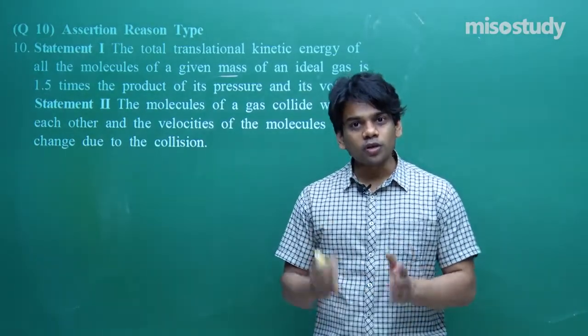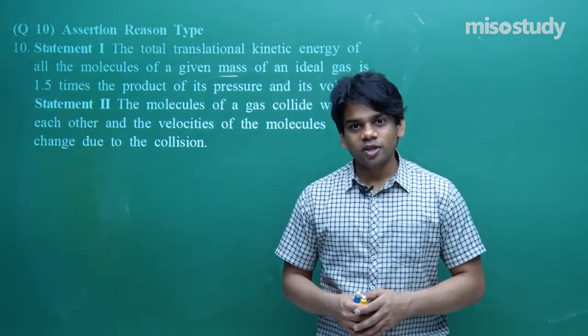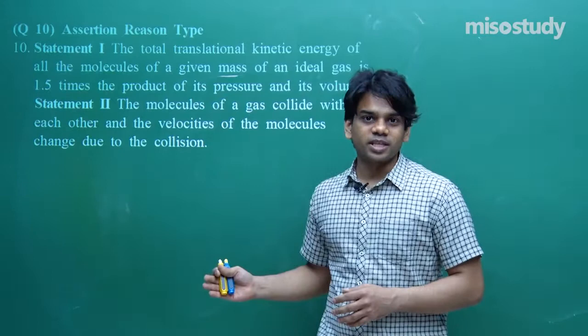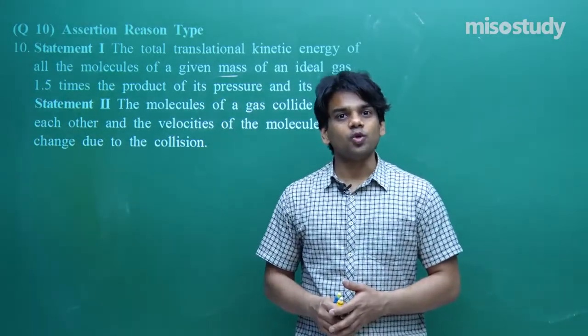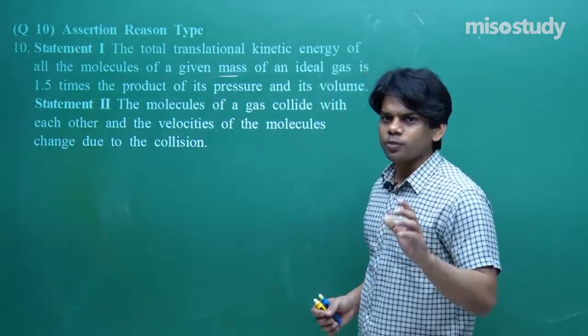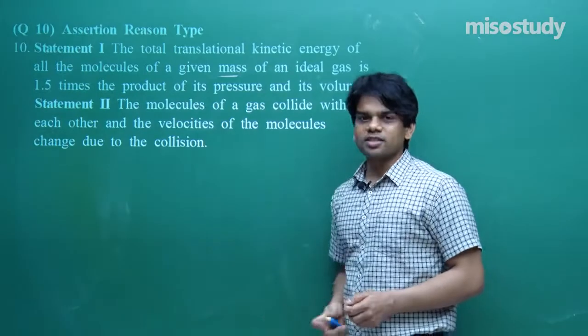B, you have to choose if both are true but the second statement is not the correct explanation. C, you have to choose if one is true and the second statement is false. D, you have to choose if one is false and the second statement is true. I hope that you can already identify what I have said, how you can actually make out from A, B, C, D which option you will be choosing after reading these statements.